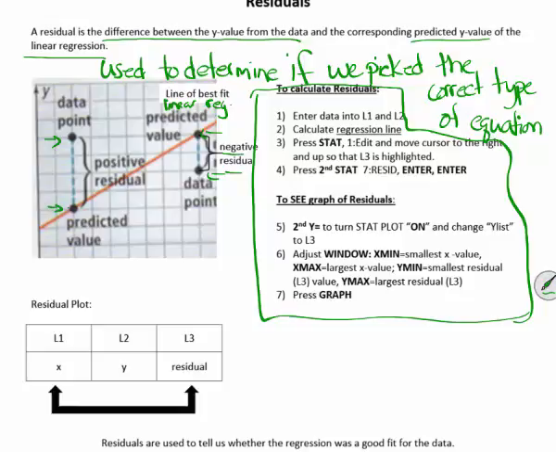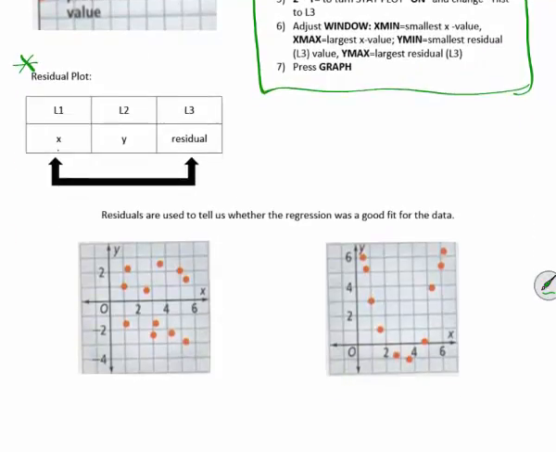We're going to end up using, in our stat edit list, list 1 as x, list 2 as y, and list 3 as the residual. So it will calculate it for you. You don't have to do all of that work because, trust me, it is a lot of work.